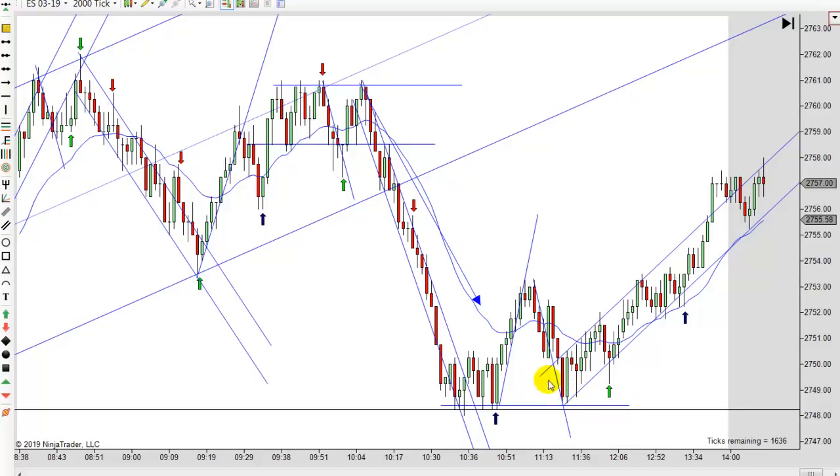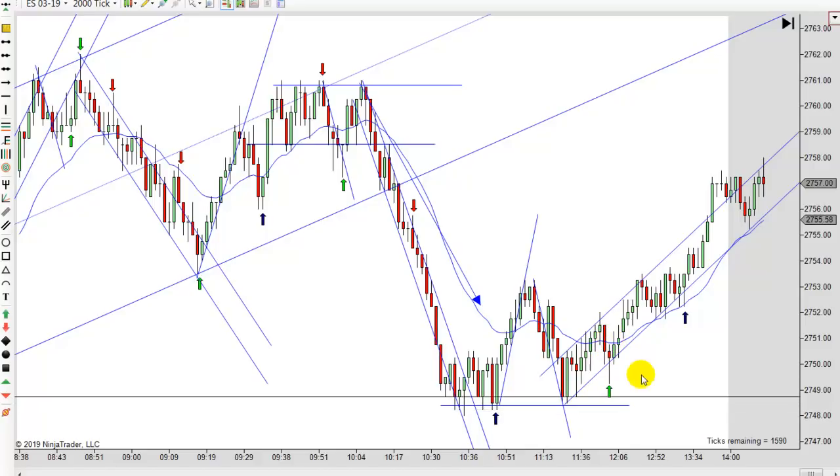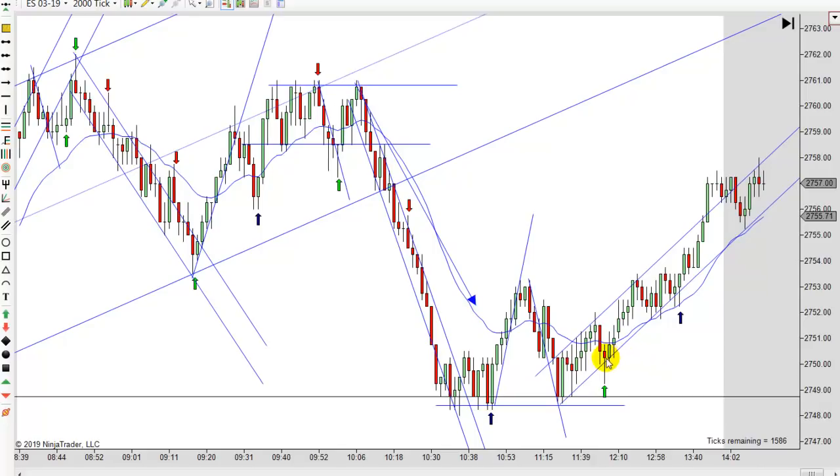There looks like two measured legs there. So if anything, you might look for a short trap, which we finally get here. Notice how we pushed through the EMA, had a failed second entry short, reversed. Looks like everything's working off that trend line. I like going long right there. It's a little bit aggressive.